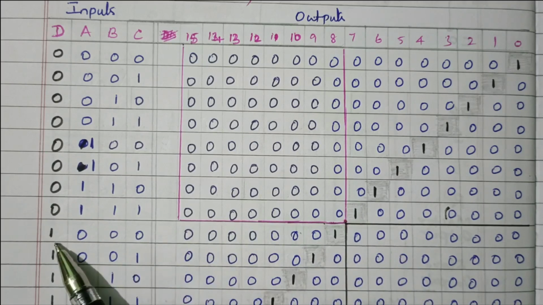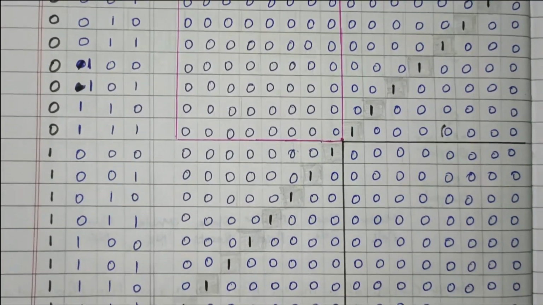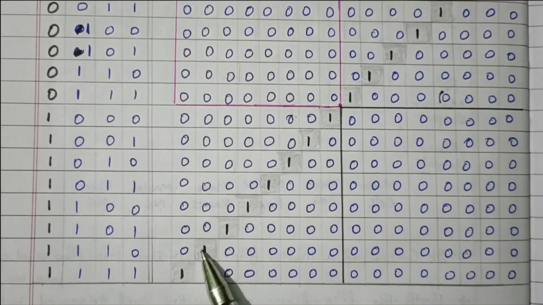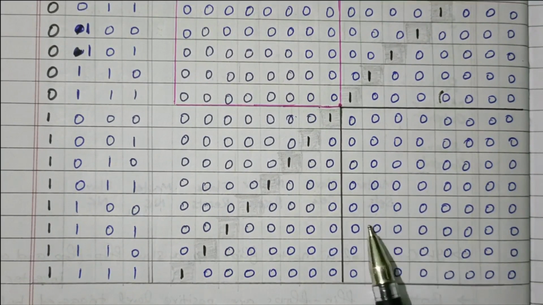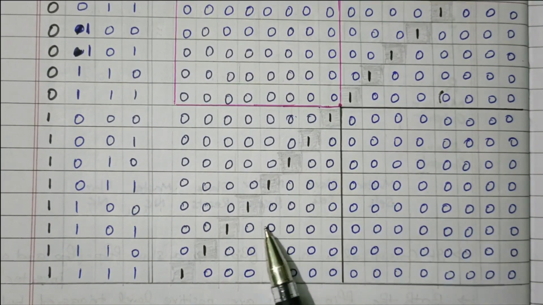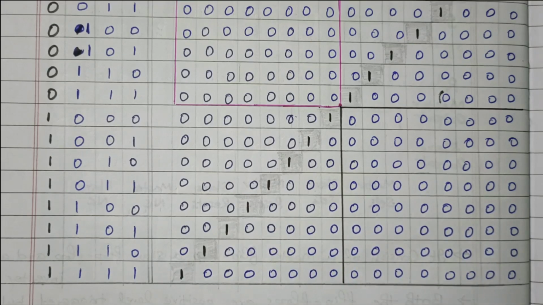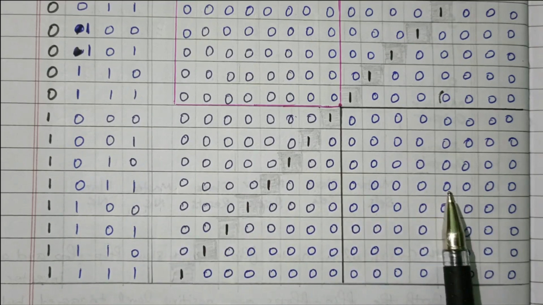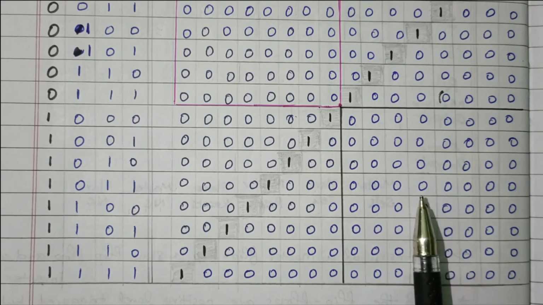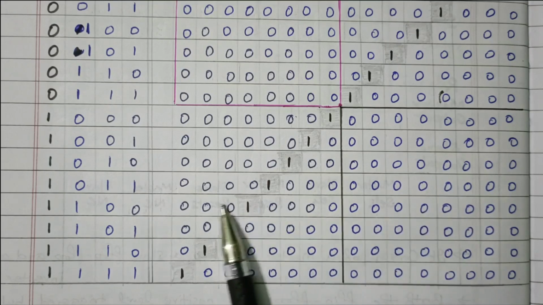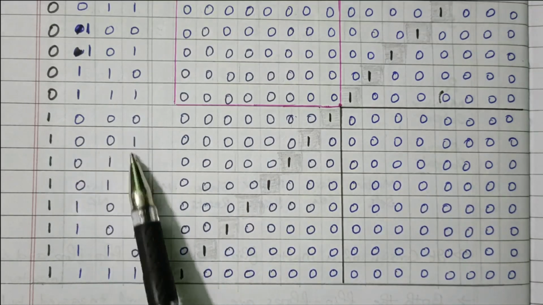Right. Now if D is 1, another 8 combinations are there. If D equals 1, what happens? The bottom decoder is enabled now. The outputs of the top decoder are all 0. Only with the bottom decoder will we get the output. So the top decoder is disabled and the bottom decoder is enabled. Again we have 8 combinations.